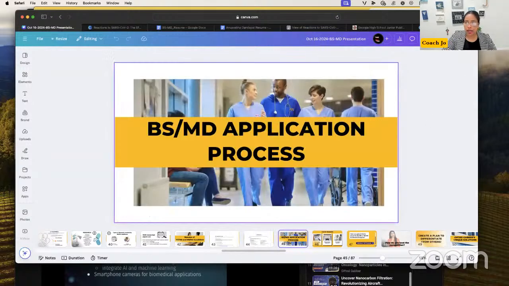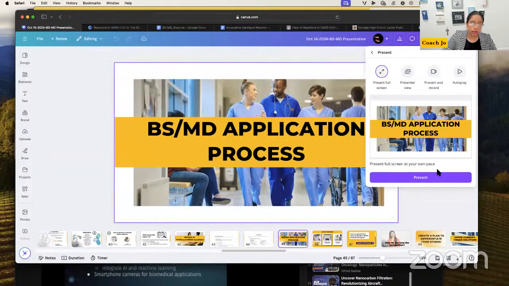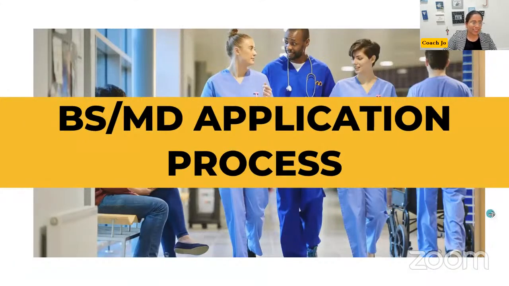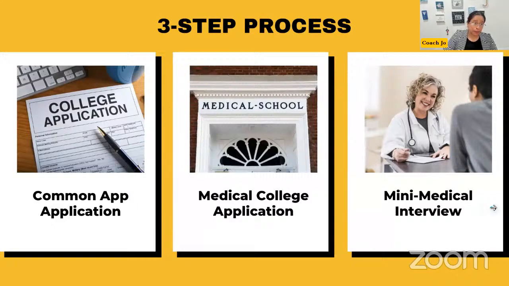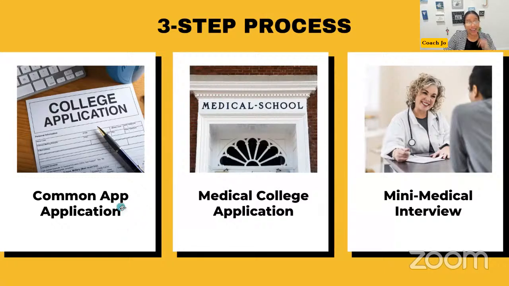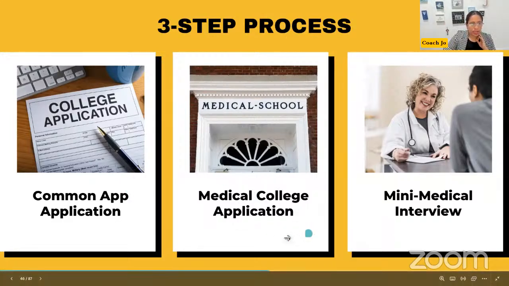Okay, and the last thing is the application process. It's not straightforward at all, right? It is complicated. So there are 3 steps to that. You apply in the senior year. You first need to submit the undergrad application, which is the Common App application. This is a very popular portal that everybody uses to submit their undergrad application. It's one portal where you submit up to 20 colleges. Then you have the medical college application.